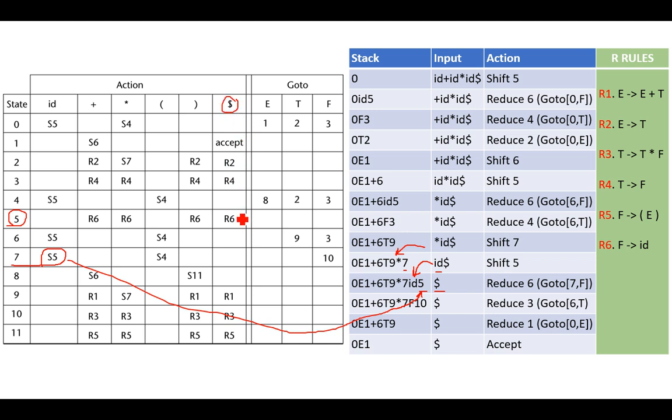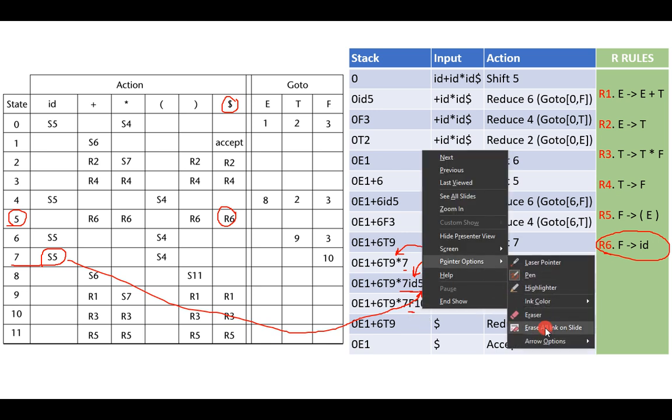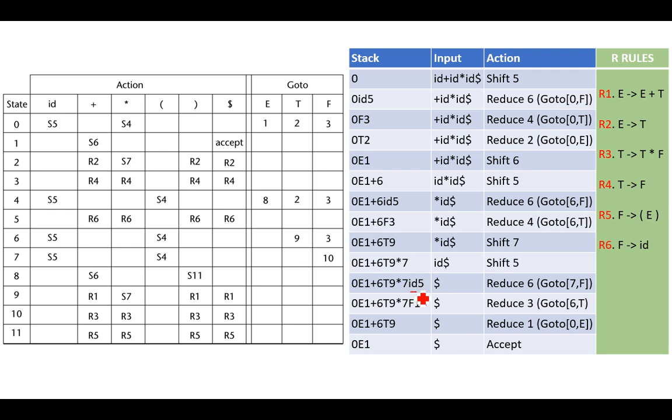So here is the intersection, R6. Now you should be familiar with what R6 does. R6 reduces ID to F. So if you look at R6 again, it reduces ID to F. So what do we do? We grab this guy, we kick it out, this ID, and we replace it with F. All right, let's remove our annotations again. So we remove ID and we replace with F.